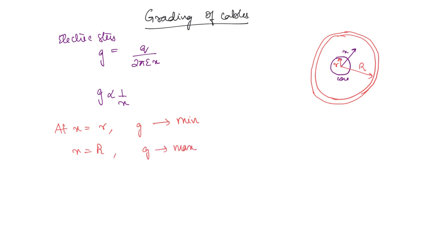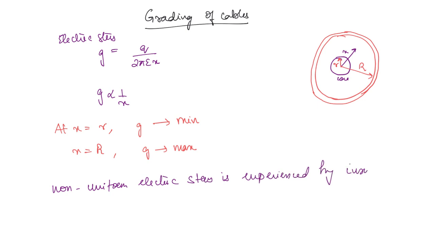Now why are we talking about the electric stress? The insulation here is what bears the electric stress, right? Because the electric stress varies with the distance, the insulator is going to face non-uniform electric stress, which is experienced by the insulator. We don't want this, we want the stress to be uniform. For this very reason, we do the grading of cables.